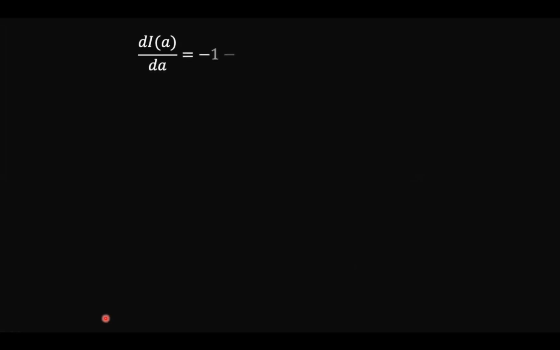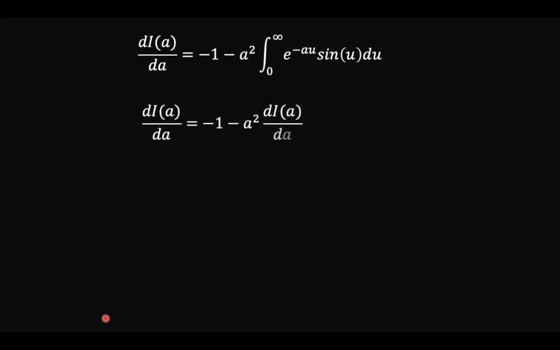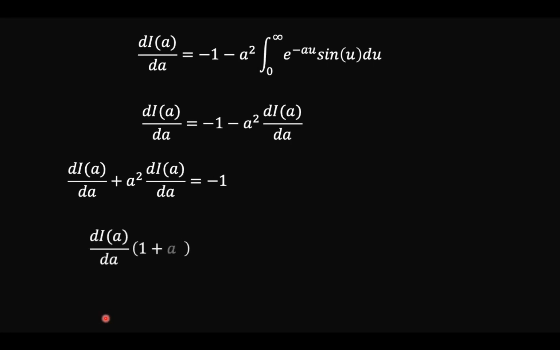And so we have dI/da plus a squared dI/da is equal to negative 1. So collecting like terms, on the left-hand side we're left with the bracket, and on the right-hand side we have negative 1. And so dI/da is equal to negative 1 over 1 plus a squared.